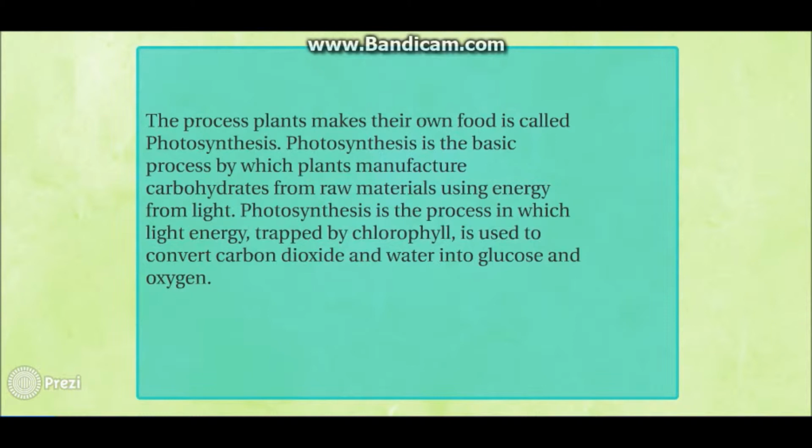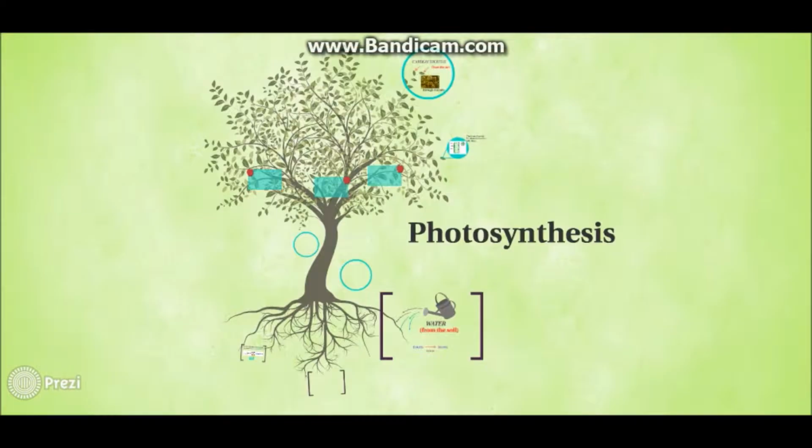Photosynthesis is the process in which light energy trapped by chlorophyll is used to convert carbon dioxide and water into glucose and oxygen. One of the raw materials, carbon dioxide, that plants need to make food comes from the air, and the other, water, comes from the soil. Plants use carbon dioxide and water to make their own food in a chemical reaction, which is photosynthesis.